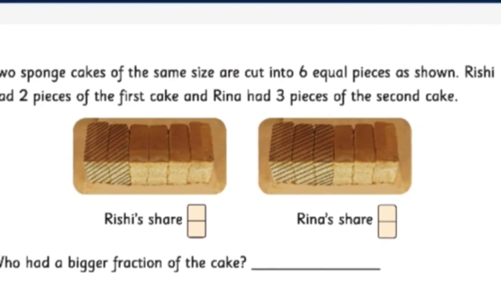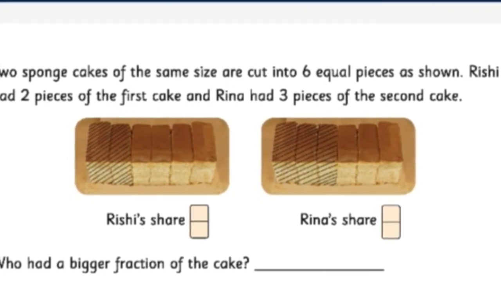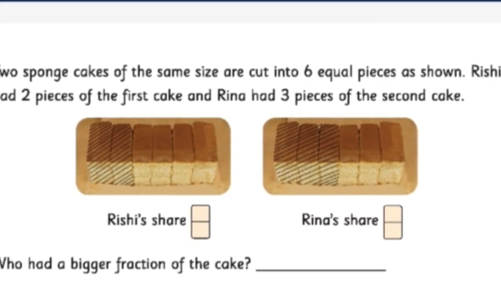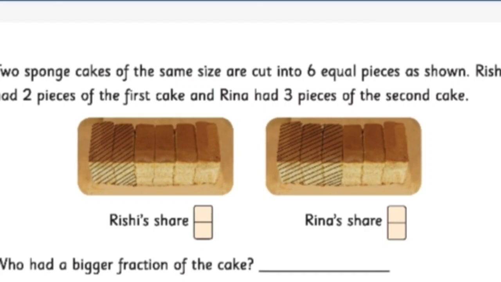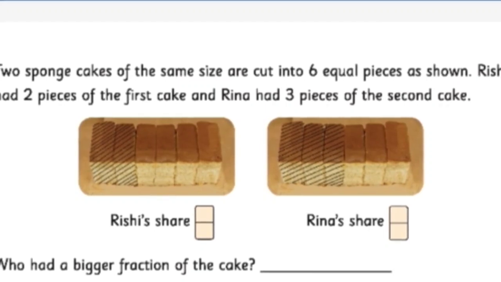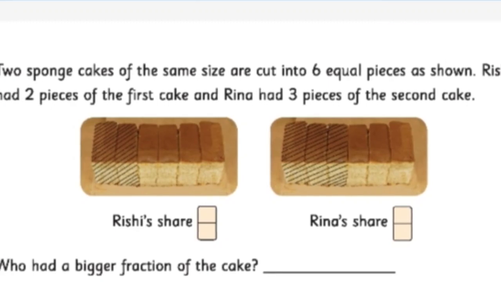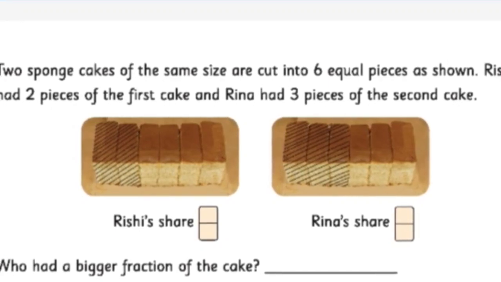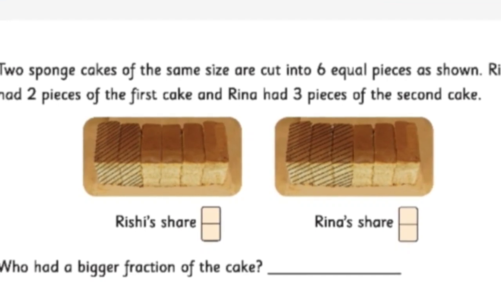Children, take page number 43. 2 sponge cakes of the same size are cut into 6 equal pieces as shown. Rishi had 2 pieces of the first cake and Reena had 3 pieces of the second cake. Write the fraction of the cake that Rishi had and the fraction of the cake that Reena had.